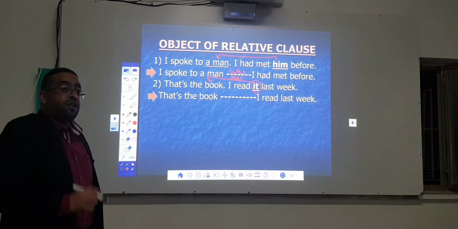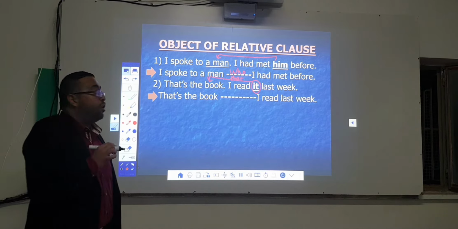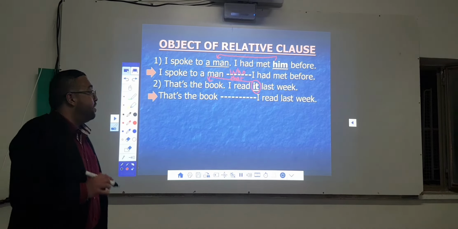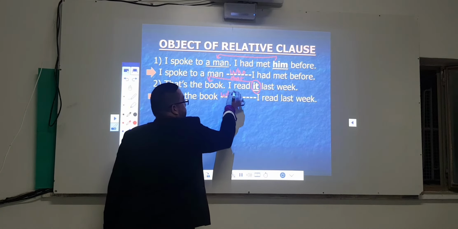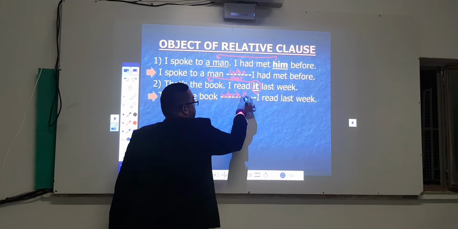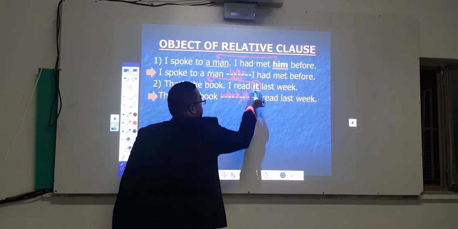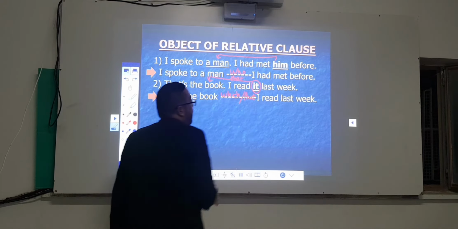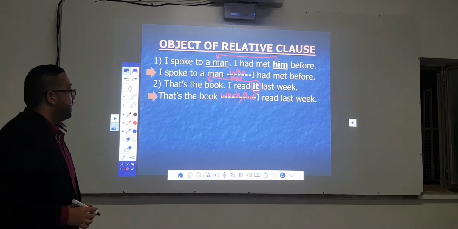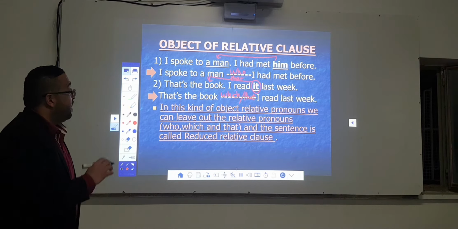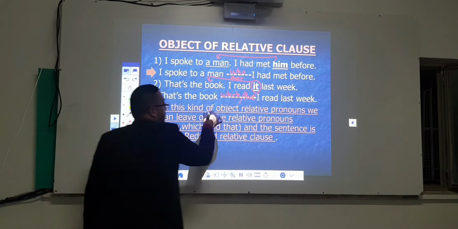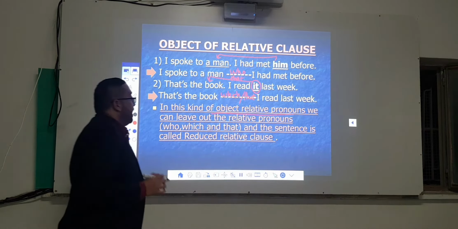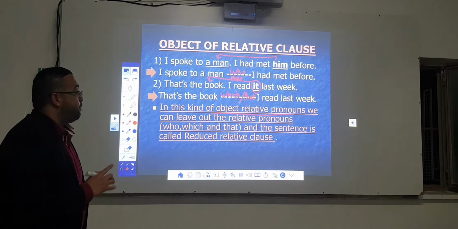And we should use object relative pronouns. That's the book which or that I read last week. So in this kind of object relative pronouns, we can leave out the relative pronouns.